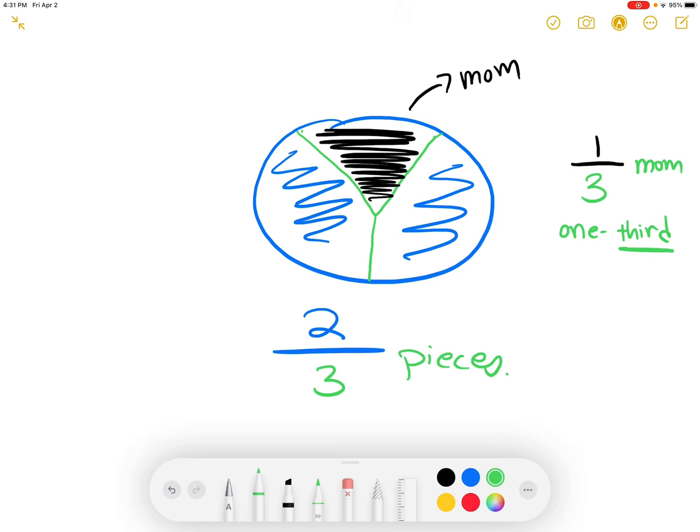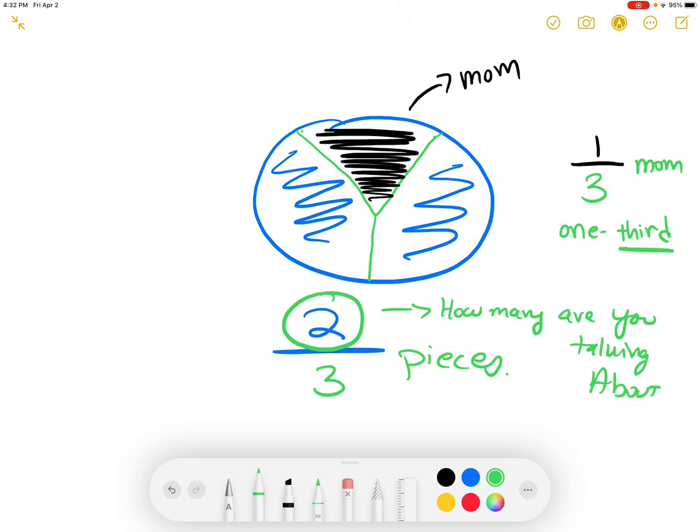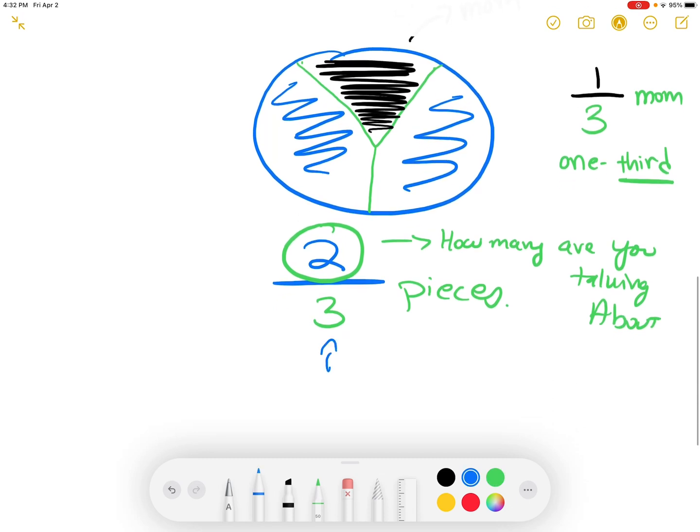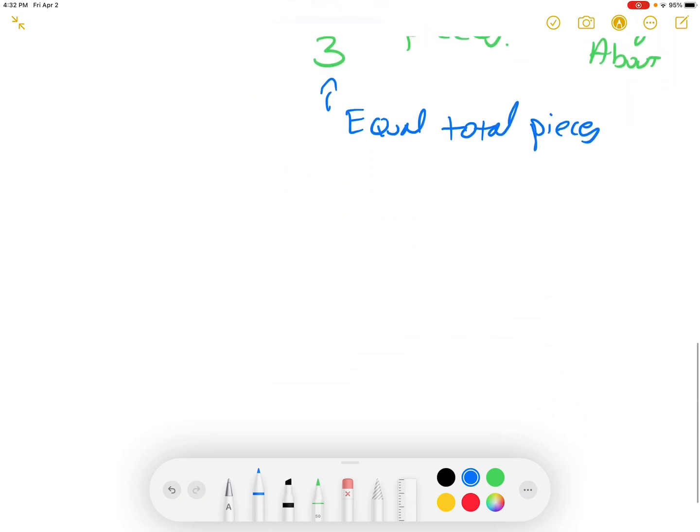And that's how fractions work. It's literally the top, which is how many pieces are you talking about? And the bottom is how many total pieces were there originally. How many equal total pieces? And it's clear that there were 3 originally, and that I took out 1 for my mother. I took out 1 out of 3 pieces, and now I have 2 out of 3 pieces left, or 2/3 left. And that's what fractions mean.